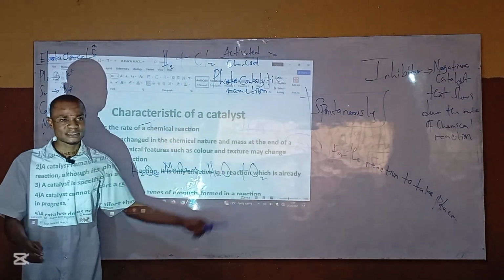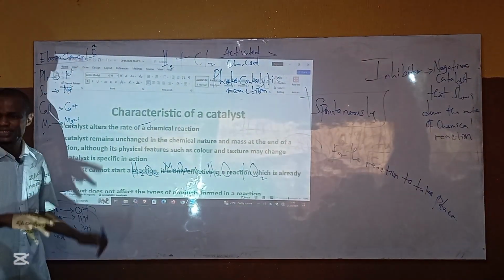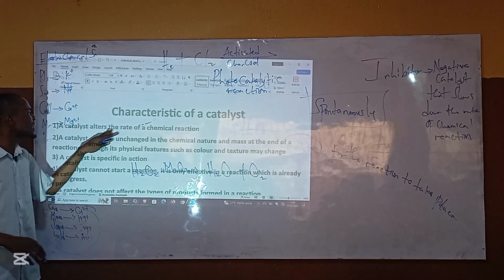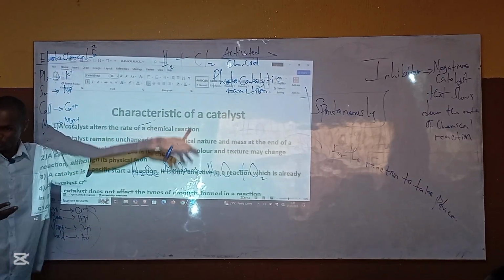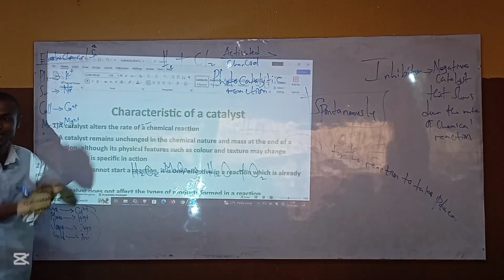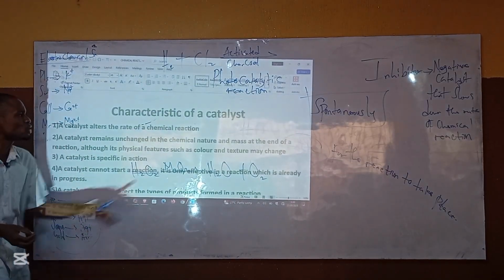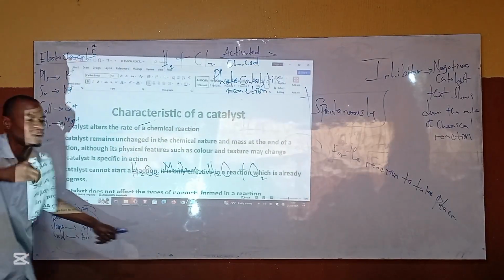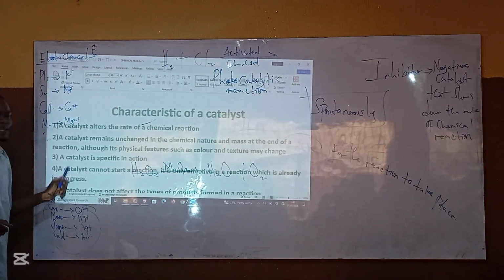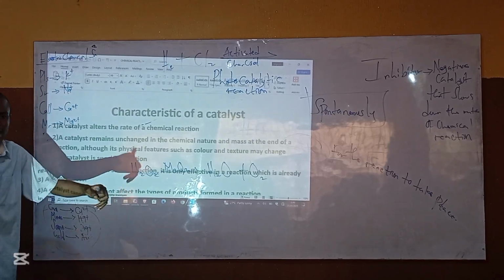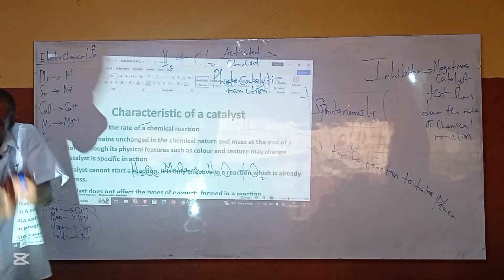The color and temperature may change, but the catalyst still remains after the reaction. It alters the rate. When they say alter, it changes the speed of the chemical reaction. It can slow it down, it can increase the speed. The catalyst itself remains unchanged, but the color can change. A catalyst is specific in action: what you want the catalyst to do, it will do.